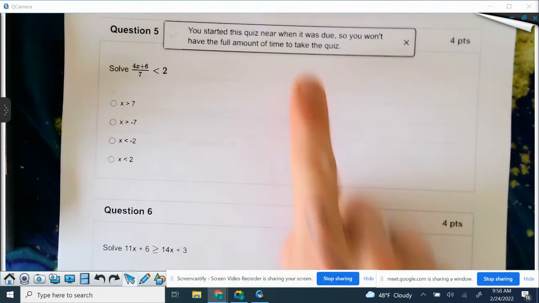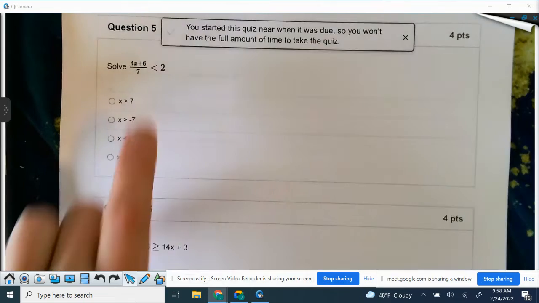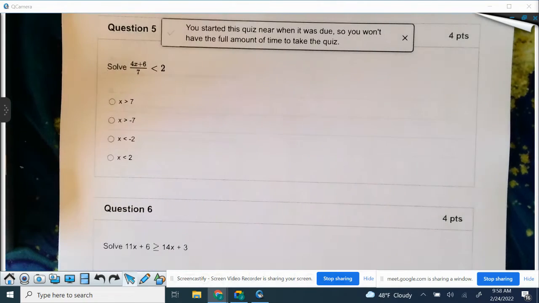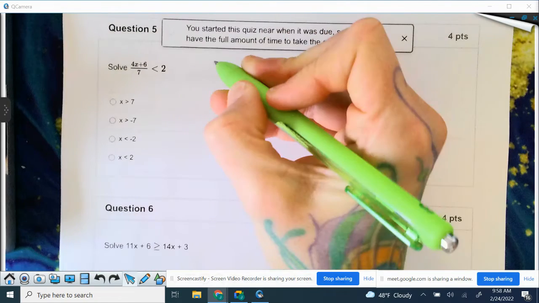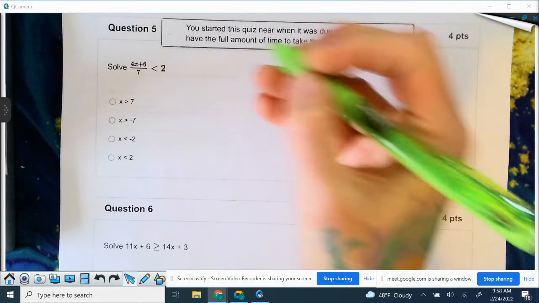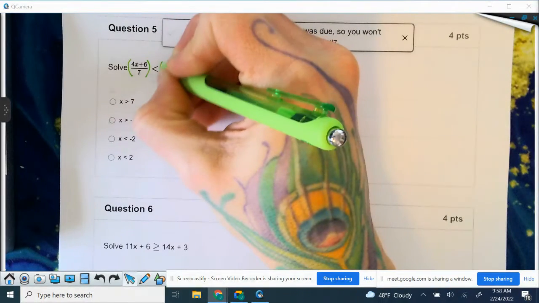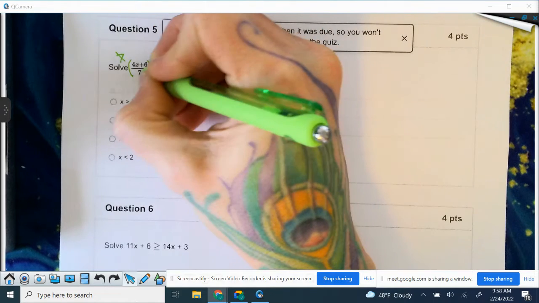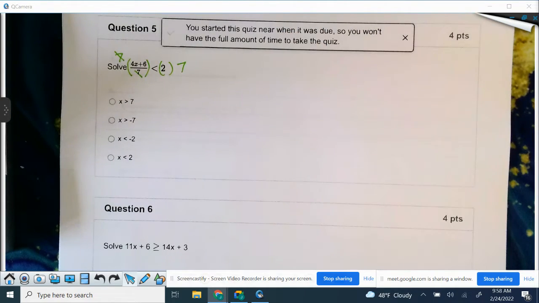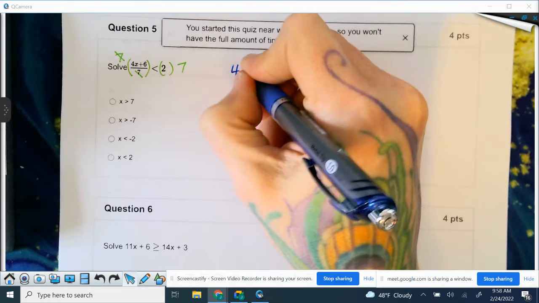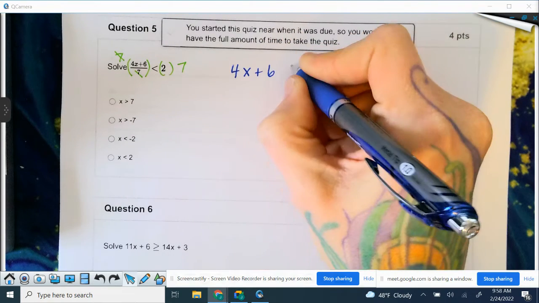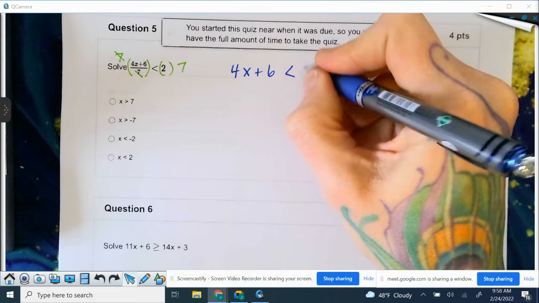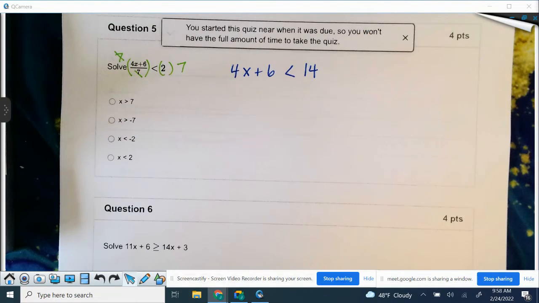All right. It's giving me a warning on this guy. So we're going to solve an inequality. This is a 2-step, at least it reminds me of your 2-step equations. So don't panic. We have 7 in the basement or the denominator, so we're going to multiply both sides by 7 to get rid of this. And that puts us at 4x plus 6 is less than 2 times 7, which is 14. Now we have to get that x by itself.